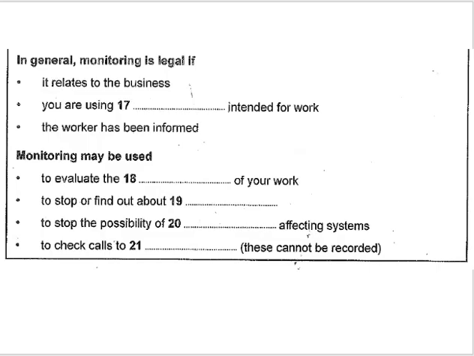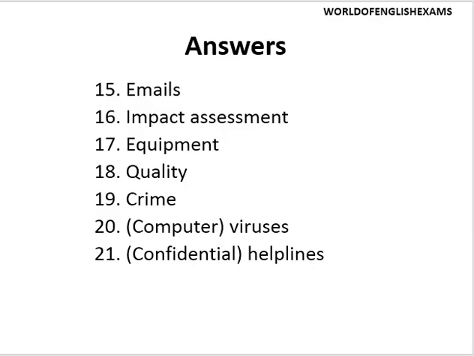So have you understood how to answer note completion, guys? Have you seen how easy and how direct it is? So this is your answer key. Emails, impact assessment, equipment, quality, crime, computer viruses, and confidential helplines. If you can notice, 2 of these words are given in brackets, which means that they are optional. Even if you don't write those words, your answer is in no way affected.